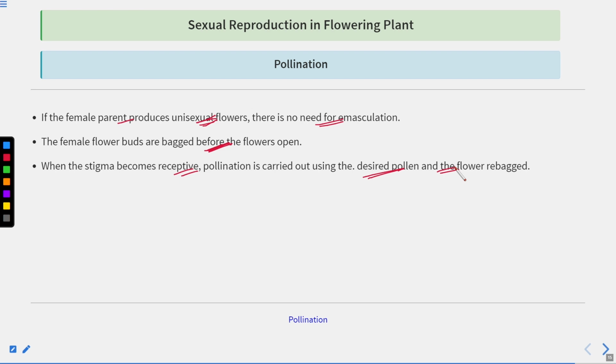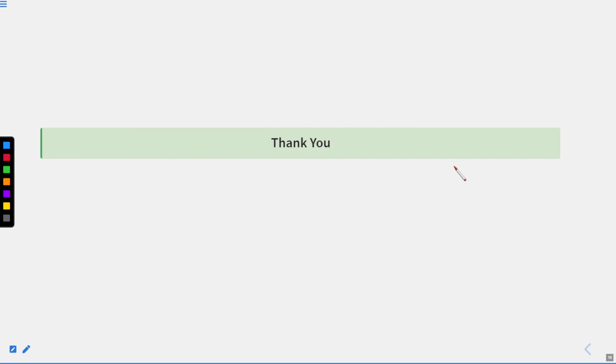So there are two cases. First, whenever the plant produces bisexual flowers, in that case you have to do emasculation as well as bagging. Whenever the plant produces unisexual flowers, there is no need of emasculation. You can only do the bagging, then pollinate it with the desired pollen, and then rebag it. All right, clear?